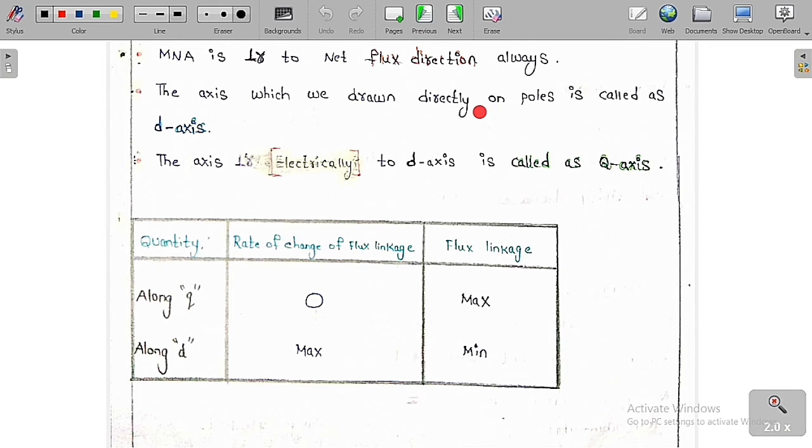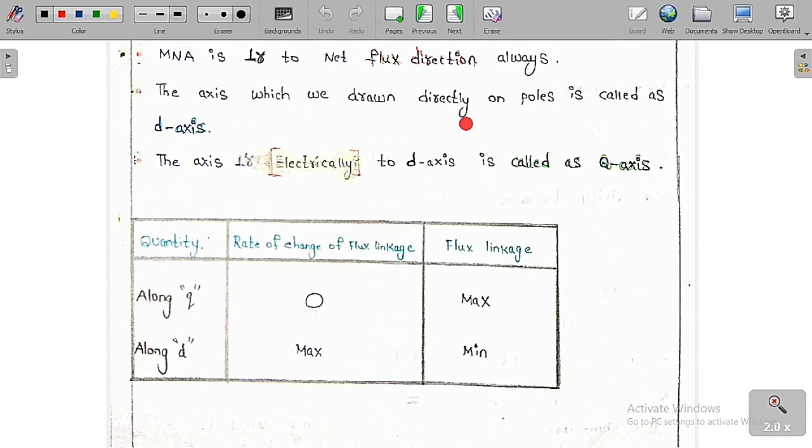See, at no load, suppose you are not going to connect any load to the DC machine, then the armature current is equal to 0, and the magnetic neutral axis and the geometrical neutral axis are going to coincide with each other, and it is always perpendicular to the net flux. At no load, the net flux is equal to the field flux, so it is perpendicular.